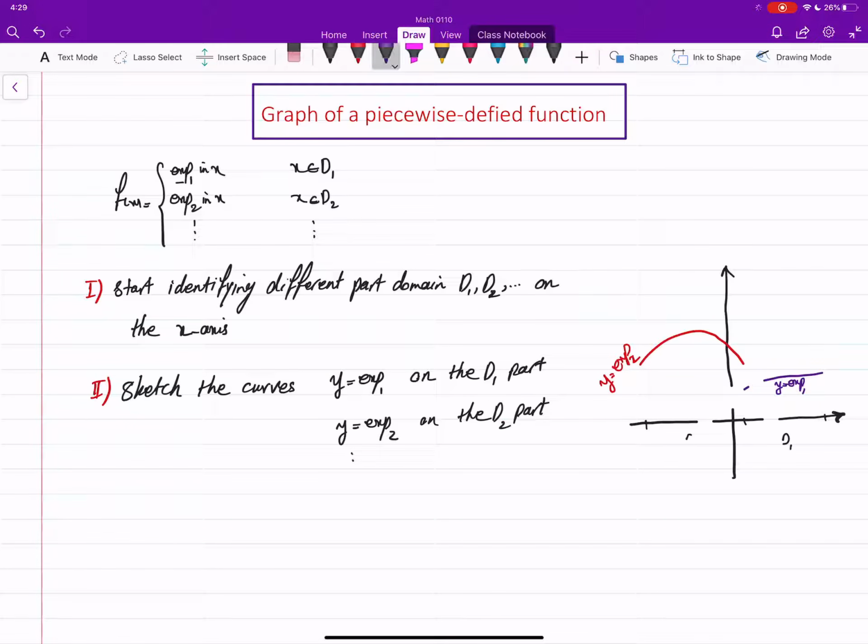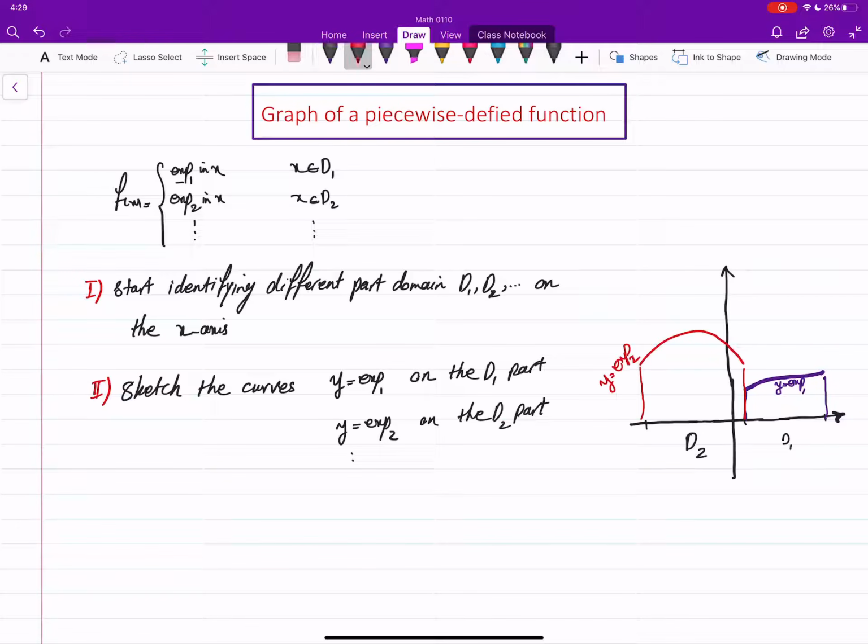So this had whole other parts, but we will just keep the part which is on domain 1. And this one also had other pieces, but we will just keep the parts which are on domain 2. So this is how it will look like.